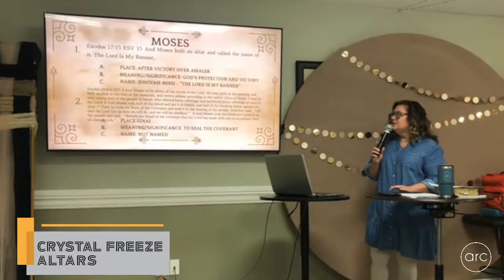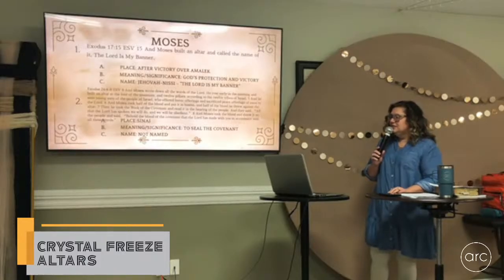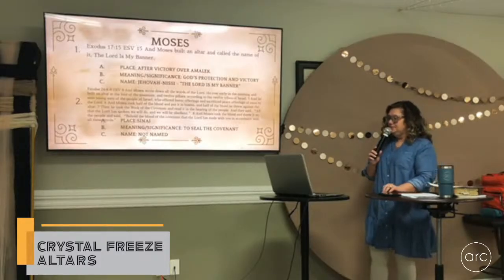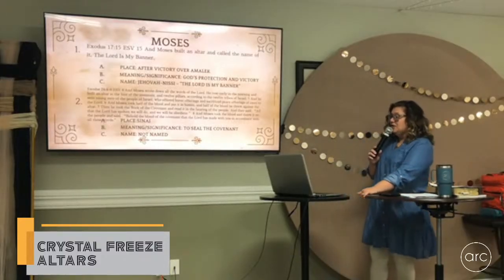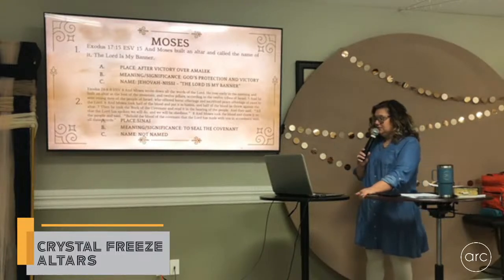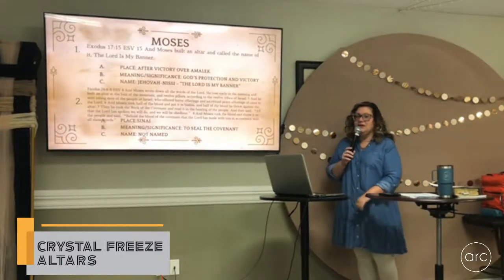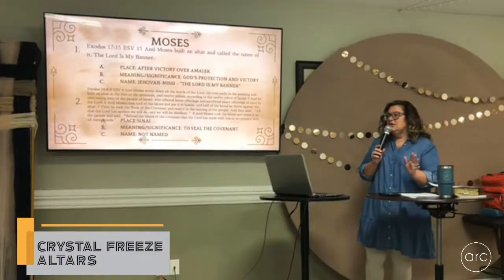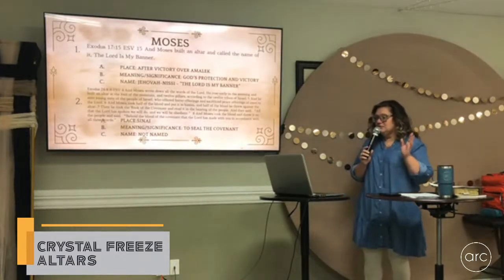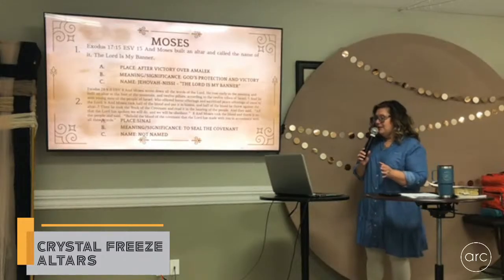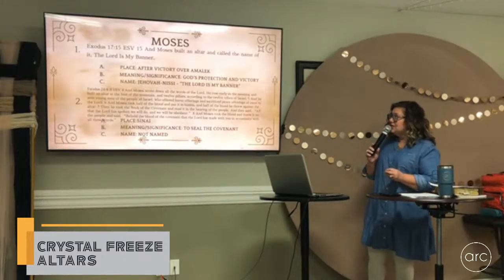All right, on to Moses. We are now in Exodus chapter 17 and verse 15. And this one's real simple. And Moses built an altar and called the name of it, the Lord is my banner. The Lord is my banner. So they had been in battle with Amalek. And there was victory. Okay? And so at this point is where he's building this altar. The Lord is my banner. And it was for God's protection and victory. That's what that altar established as a memorial.